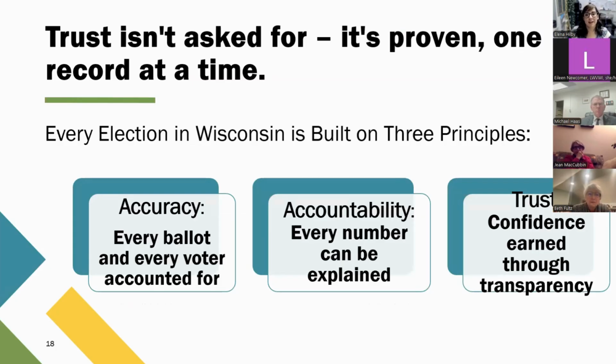Everything I've covered from the Board of Canvass to reconciliation comes down to three principles again: accuracy, accountability, and trust. Accuracy means that every ballot, voter, and record has been verified. Accountability means that any irregularity has a clear written explanation, and trust comes from showing our work. By the end of reconciliation, every number has been checked, explained, and confirmed. And that's how Wisconsin clerks and canvassers protect elections: one record, one review, one act of trust at a time.